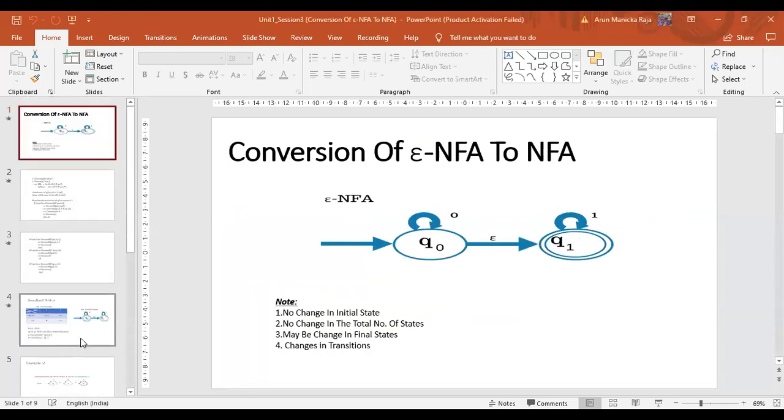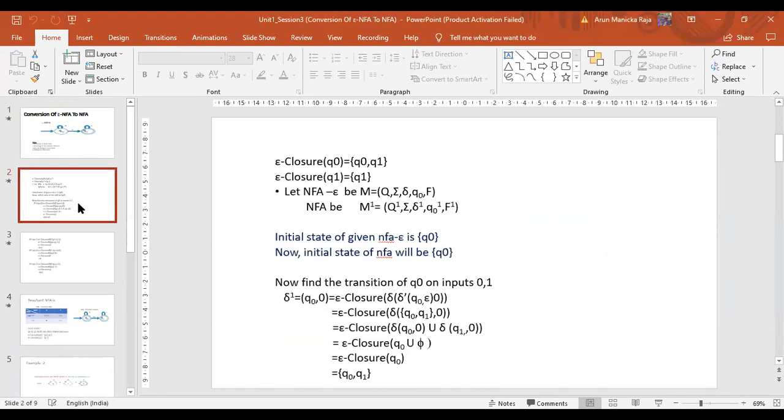Here, how we did it, we have to calculate the epsilon closure. Here the epsilon closure is very important. Based on that only we can proceed. This is the second problem, conversion of NFA with epsilon to without epsilon, but both are talking about NFA, not DFA here. So the first step is to calculate the epsilon closure of all the states.